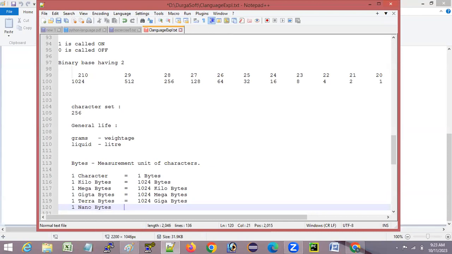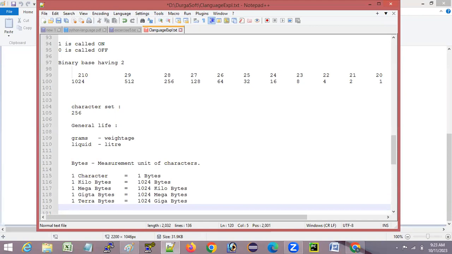1 nanobyte equals how much? That is 1024 terabytes. Like that, it goes on increasing. It is not fixed like that; it only depends on how the technology increases. Like that, it goes on increasing. So we'll consider up to this much only.